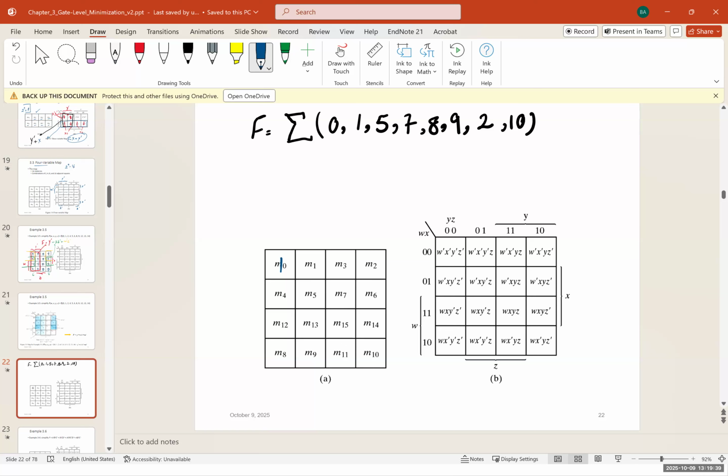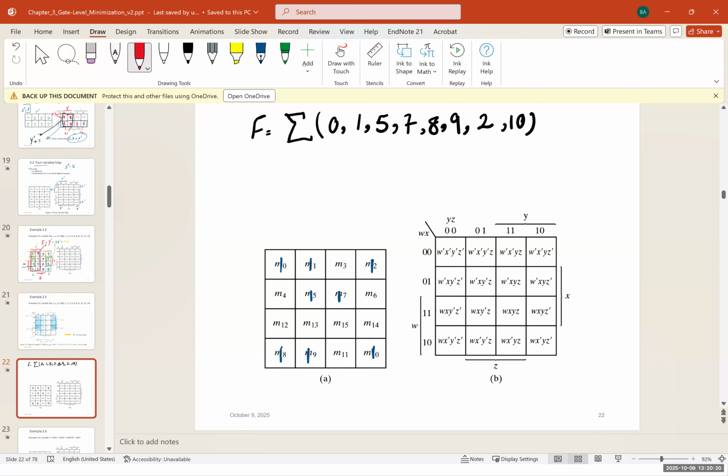M0 is 1, M1 is 1, M8 is 1, M9 is 1, M10 is 1, and M2 is 1. Also M5 and M7. Okay. Am I correct? 0, 1, 2, 8, 9, 10, and 5 and 7.